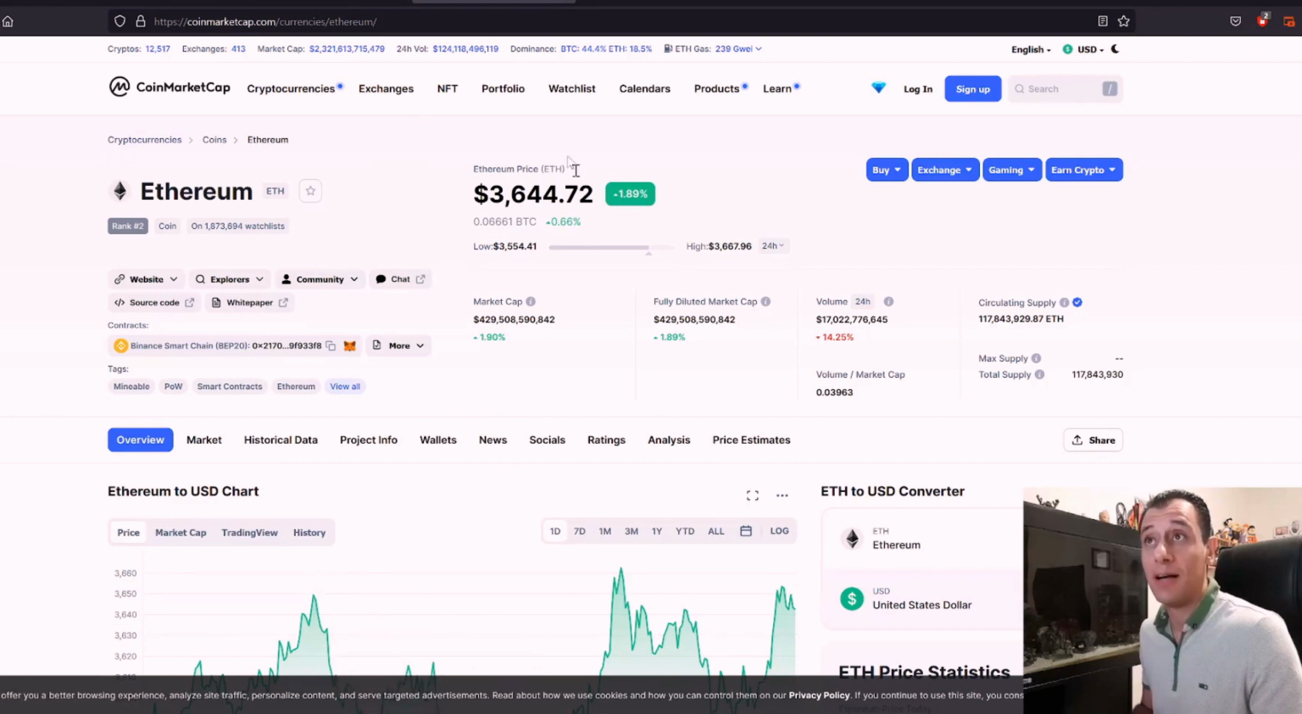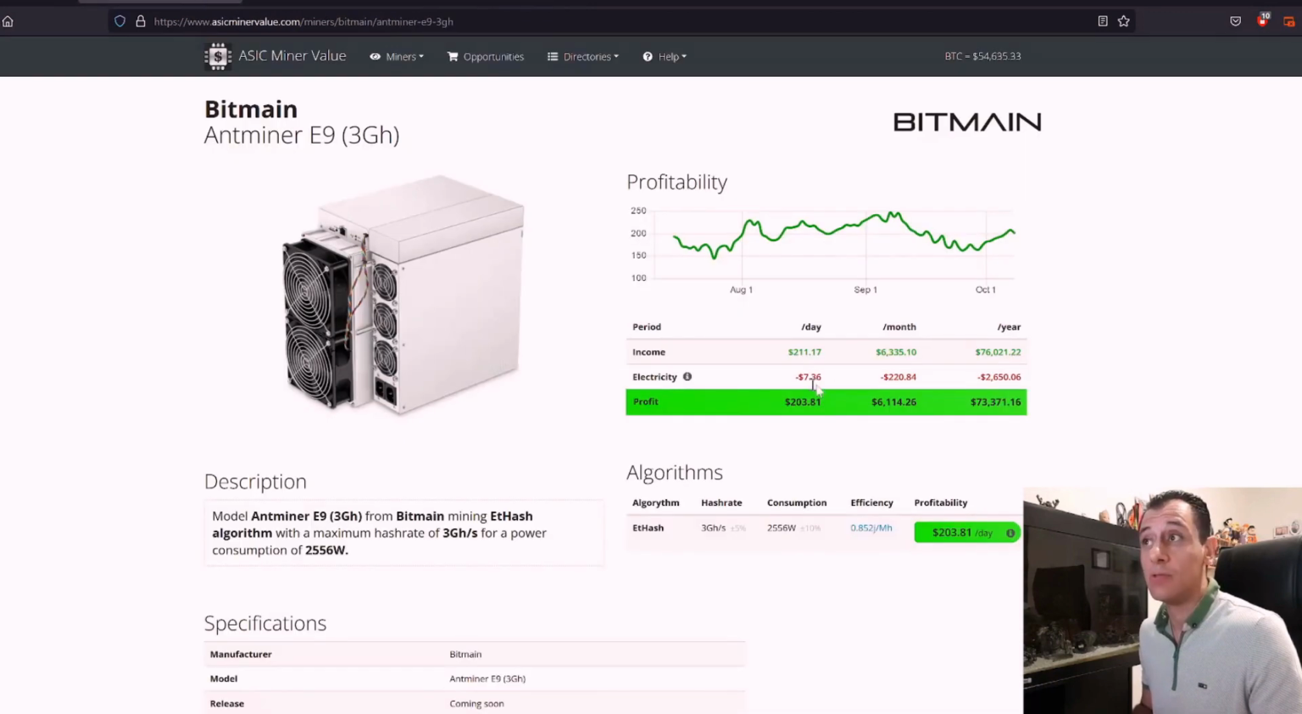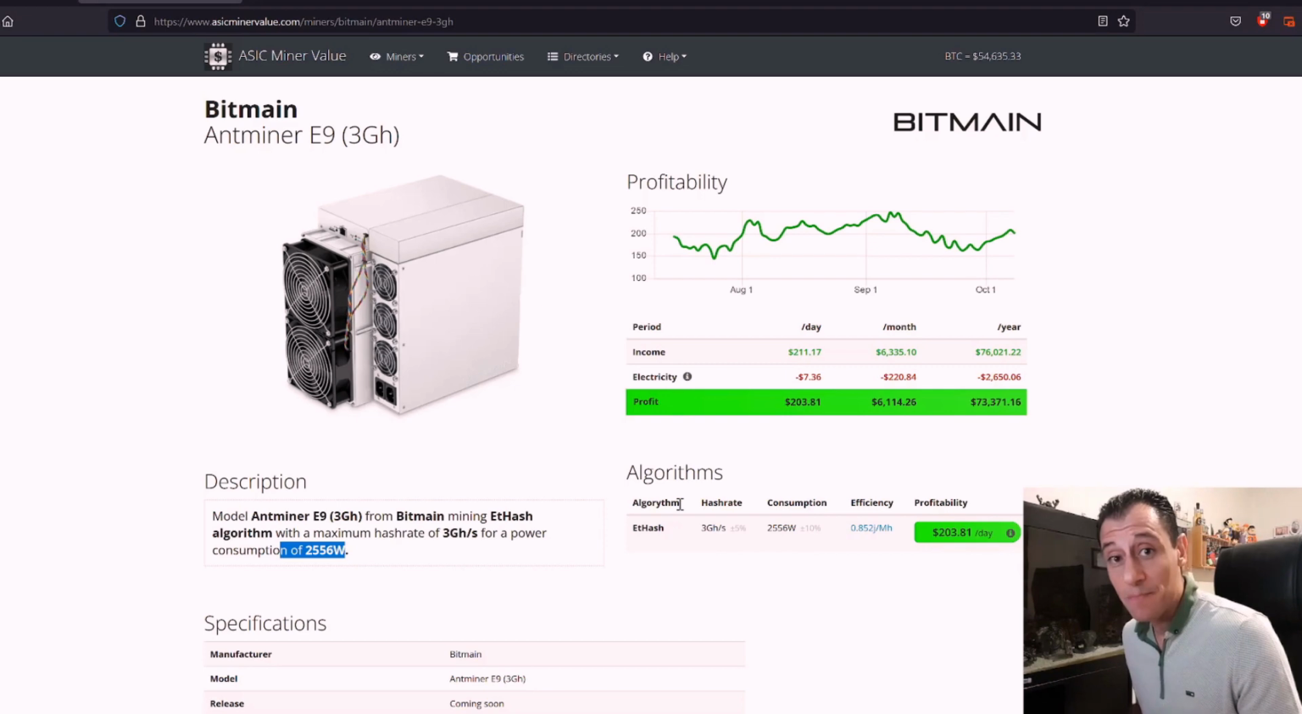So at that current price of $3,644, you'll be making around $203 per day. That's just crazy. Crazy. Just for using 2,556 watts, 2,600 watts. That would cost me around 11 euros per day with the cost of electricity I'm paying. So if $203 equals around, let's say, 180 euros, so you've got around 165 euros of profit per day. Obviously, then you've got the gas mining fees when you come to transfer the coins and things like that. But let's say, okay, 150 euros a day of pure profit.